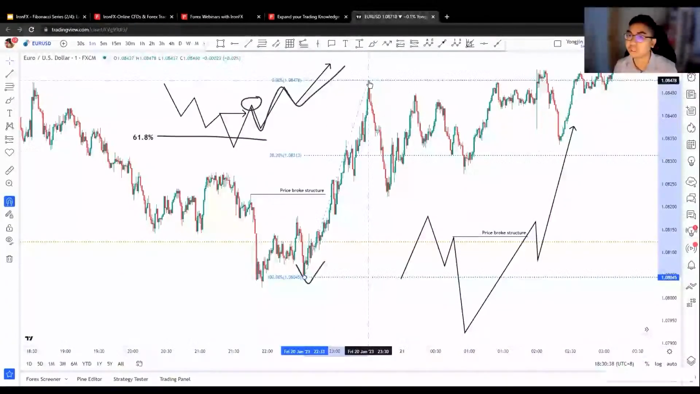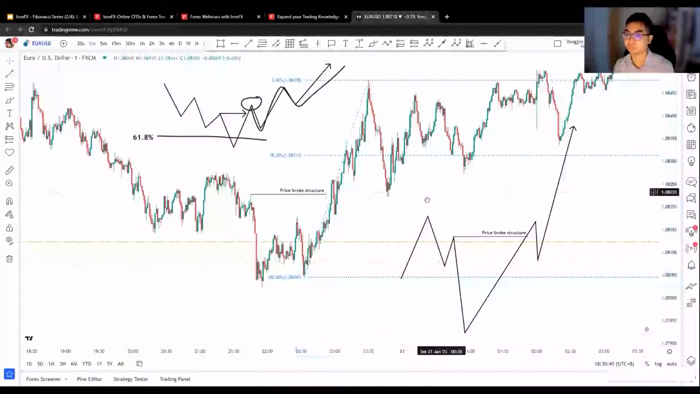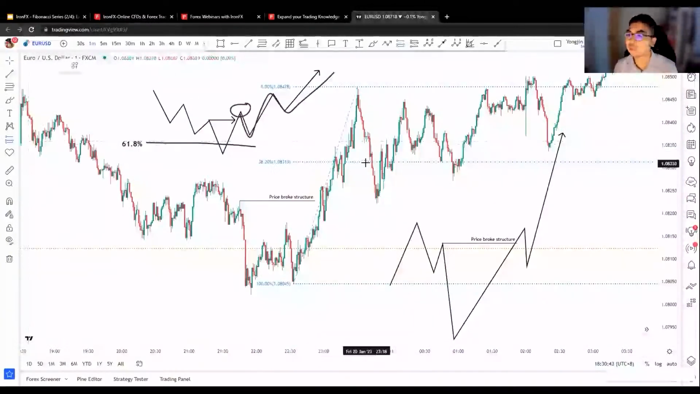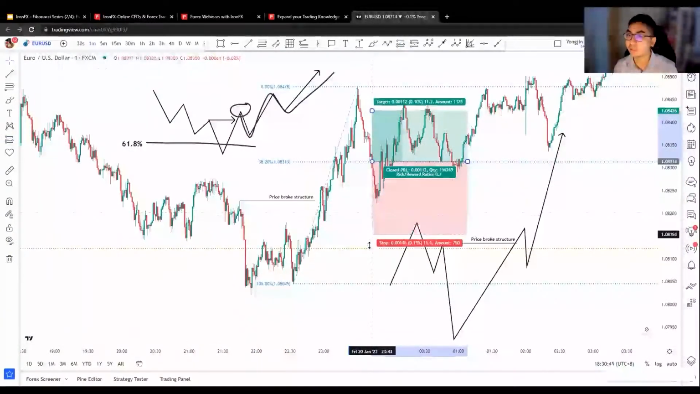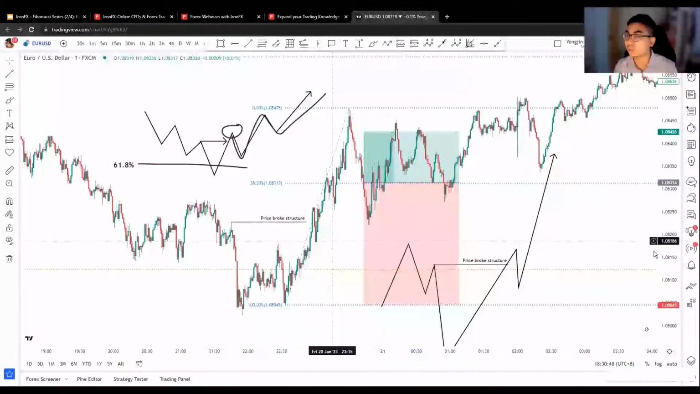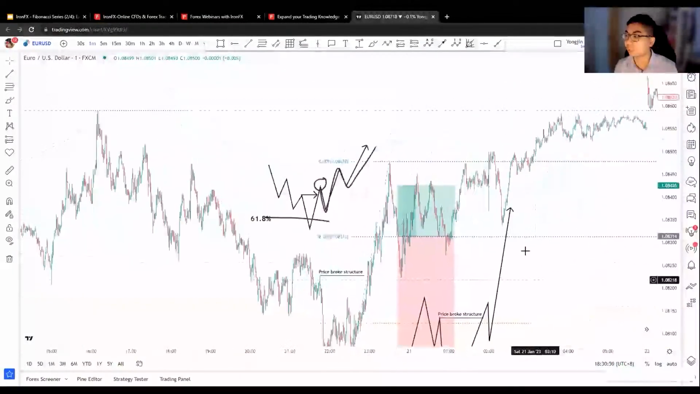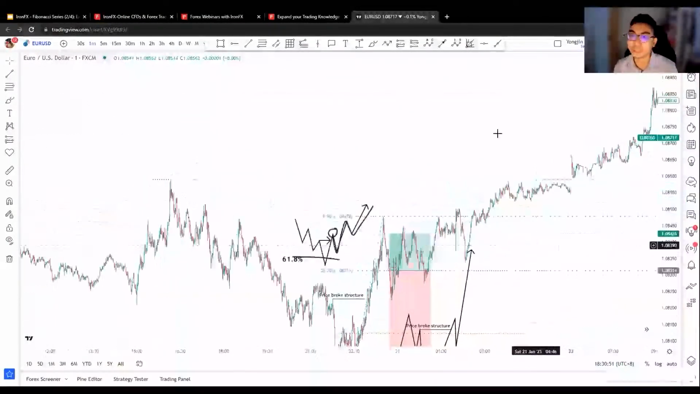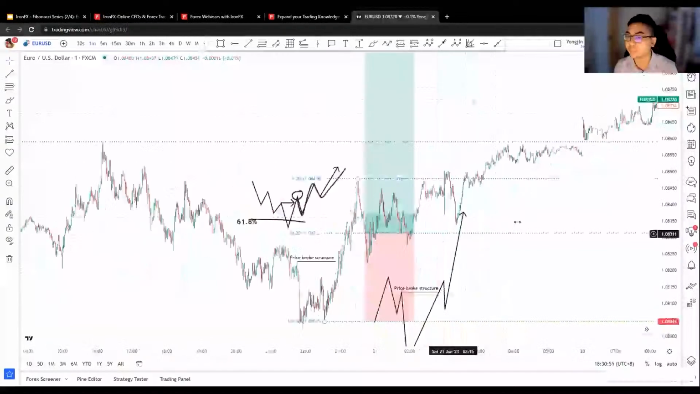So just let me draw it out. Have an entry right here, 38.2%. Stop loss right below, all the way down to that previous swing low. And then I aim all the way up to the next points of interest, all the way up in the charts.